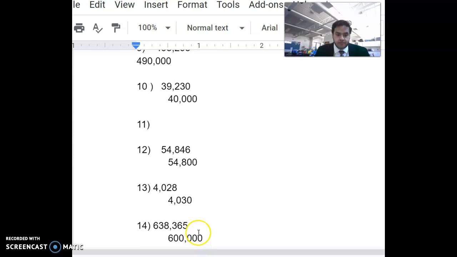Ones, tens, hundreds, thousands, 10,000s, 100,000s.